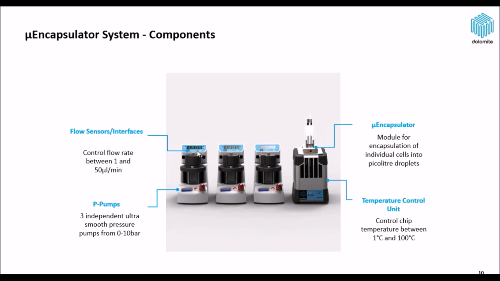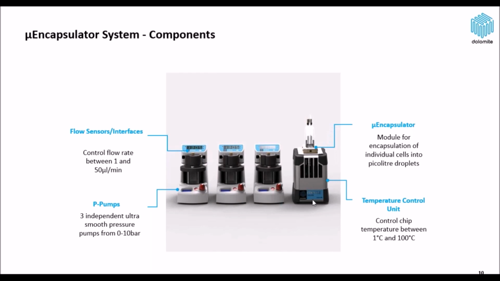These are then mounted with some flow sensors and interfaces. The flow sensors are designed to accurately detect flow rates between 1 to 50 microliters per minute, although we have other flow sensors if you wanted to go higher or below that.